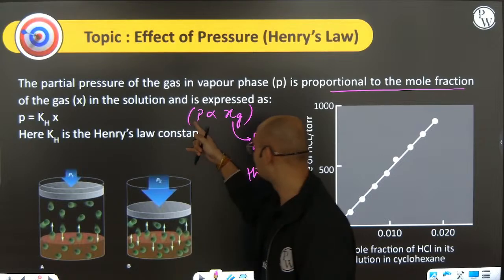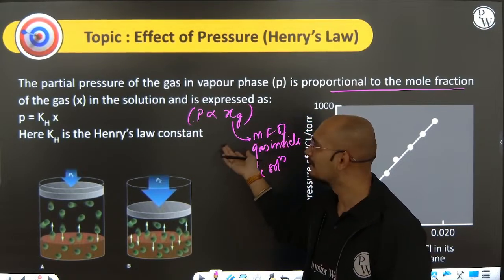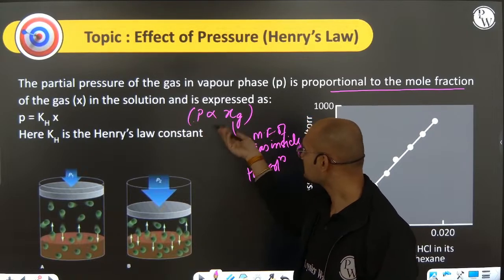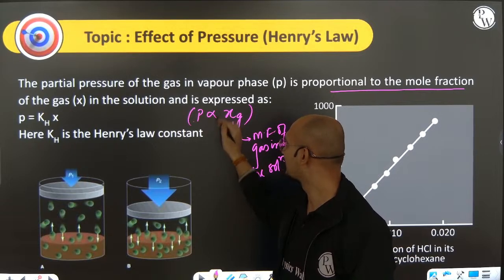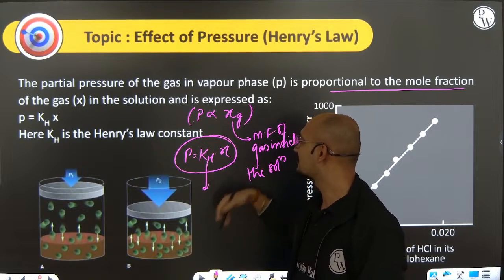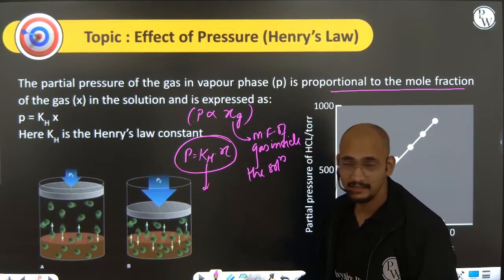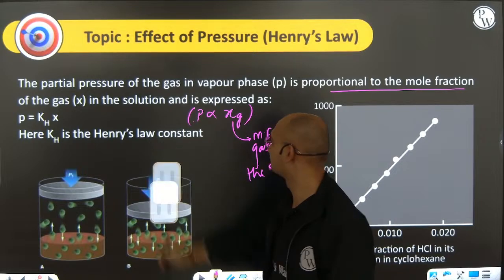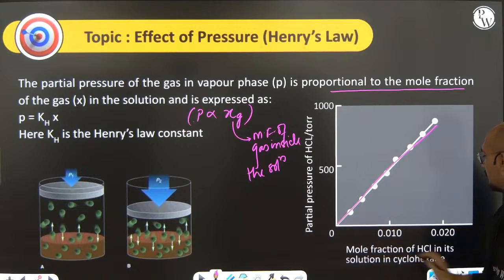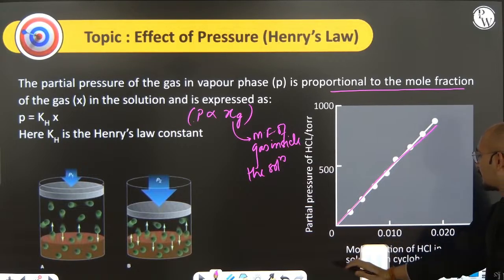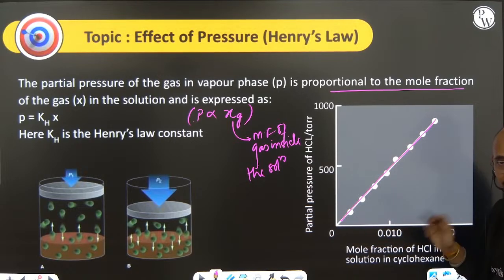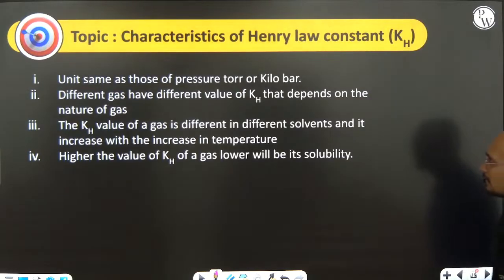So the rule is very simple. P is directly proportional to X of gas. We have to use a proportionality constant, that is Kh. That will be P equals Kh into X. Kh is Henry's law constant. Always keep these things in mind. Here it is given that as the partial pressure is increasing, the mole fraction of HCl inside the cyclohexane is increasing, right? So as the pressure is increasing, the solubility is also increasing. Not a very tough thing, very easy.